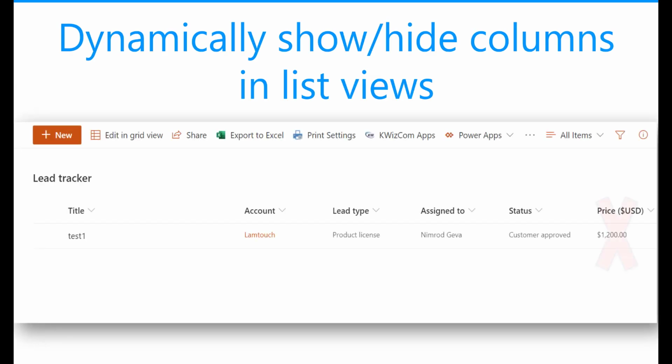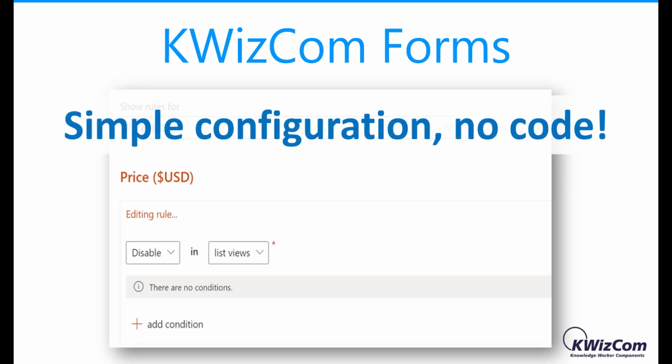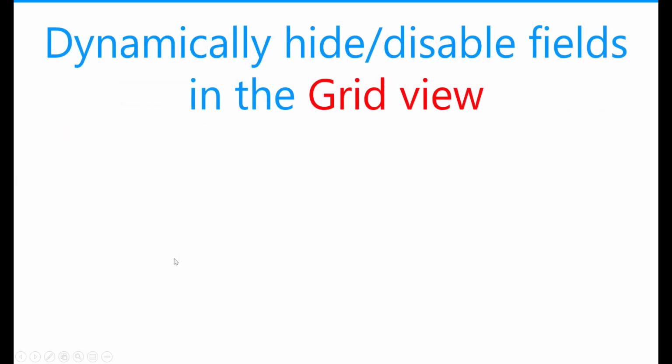Some more examples. Many times you need also to show or hide columns in list views, not just in the forms. In PowerApps, it's simply not possible because PowerApps is not dealing with list views, only forms. While in KWIZ Forms, same rules that you configure for forms, you can configure also for fields or columns in list views. So you can disable or you can hide columns in list views. And this works also in the grid view.